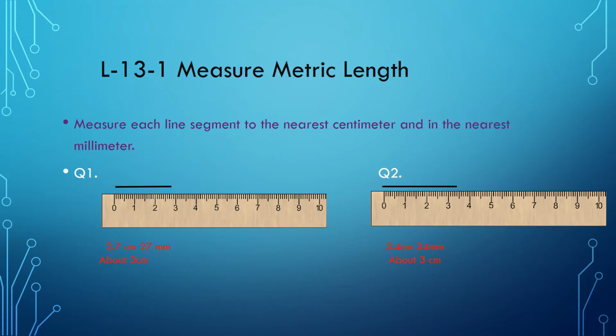Then in your question they are asking the nearest centimeter. What is the nearest centimeter? 2.7 is about 3 centimeter, and 3.4 is also about 3 centimeter, because after the decimal 4 is there. That means it is 3. If it is more, for example 3.48, then you can write about 4 centimeter. In 2.7 centimeters, 7 is there, more than 5. That means it is about 3 centimeter. It's clear, I think.